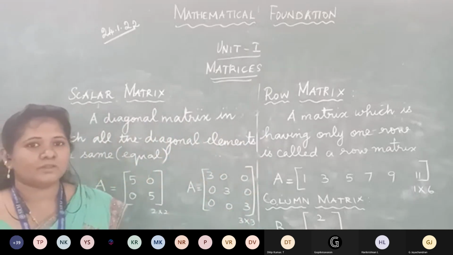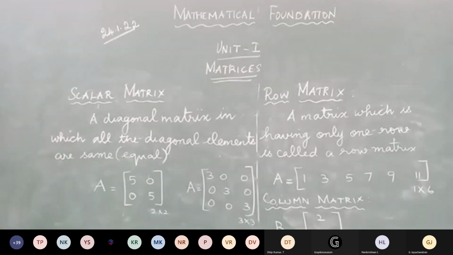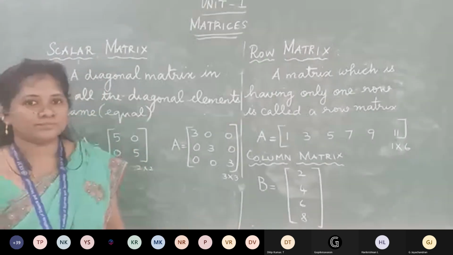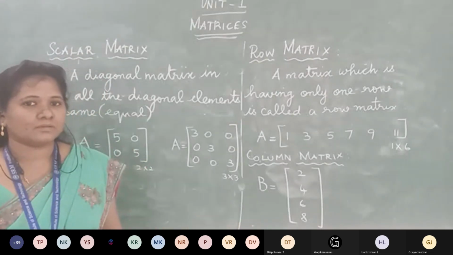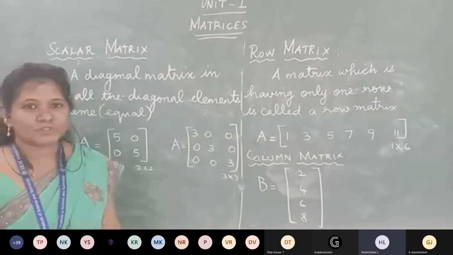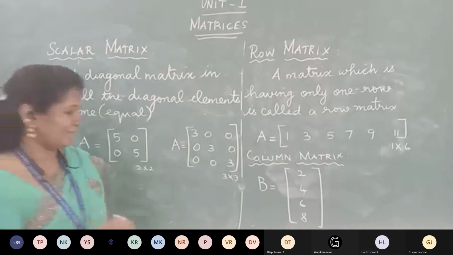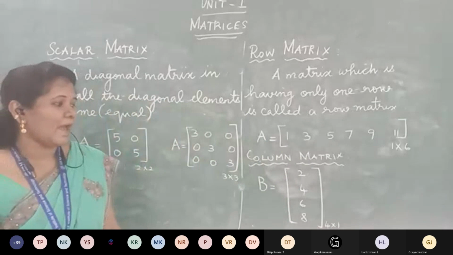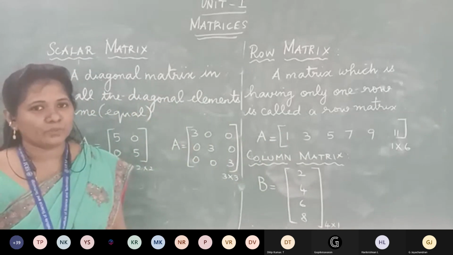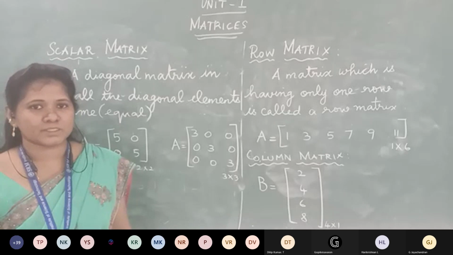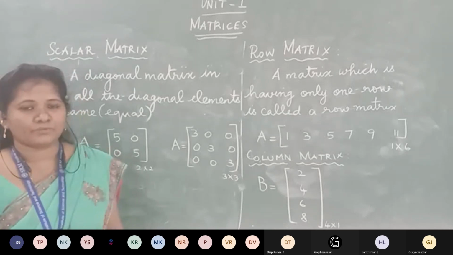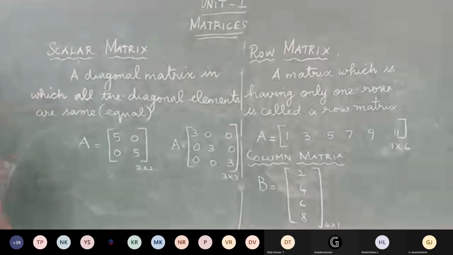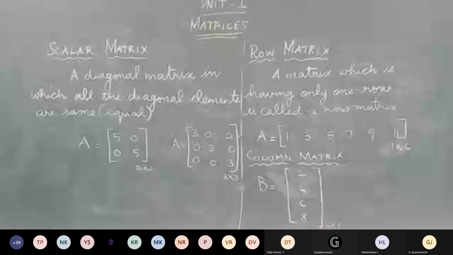So now tell me the order of this. What will be the order? 4 into 1, 4 cross 1. Very good. So 4 rows you've got and you've got only one column, then it is called your column matrix. And your order you'll have to write. You've got 4 rows and one column, so it will be 4 cross 1. So write it down. You'll have to know your row matrix, column matrix.